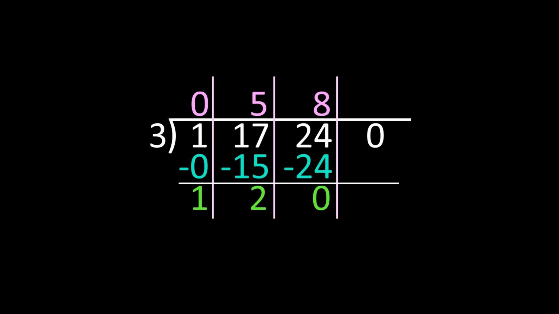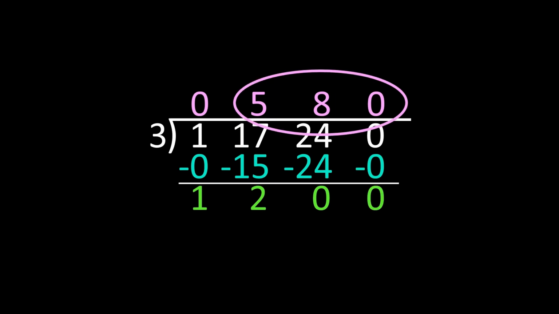And I still have a section of my problem remaining. I don't need to bring the 0 up because it is just 0, but I do have to work my division steps again because I still have a section of my problem to go. So 0 divided by 3 is 0. 0 times 3 is 0. And 0 minus 0 is 0. So the quotient is 580.